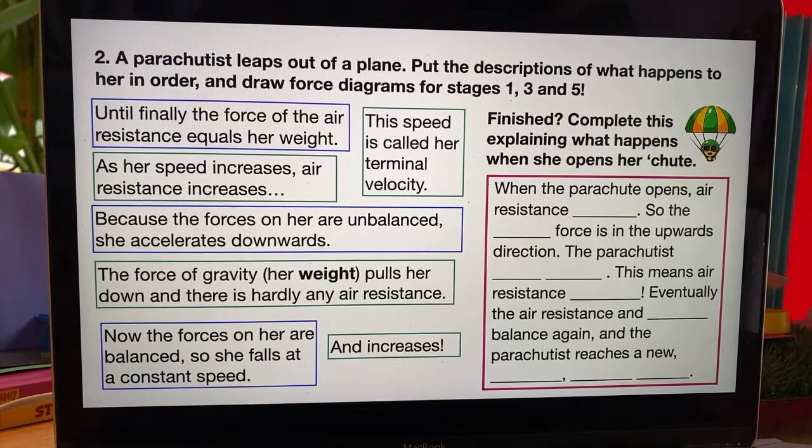And if you finish, try and fill in the gaps in this paragraph. What happens when she opens a parachute? When the parachute opens, air resistance, blank. So the blank force is in the upwards direction. The parachutist, blank, blank. This means air resistance, blank. Eventually the air resistance and blank balance again, and the parachutist reaches a new blank, blank, blank. Extremely challenging, that one.